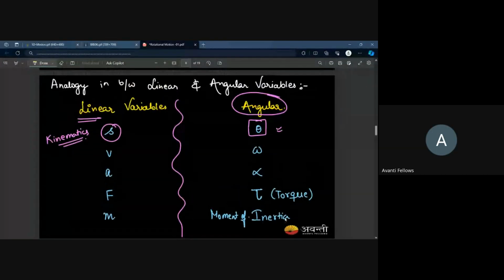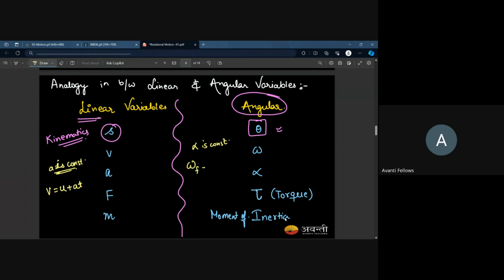Yes, Harshita, please. Ma'am, exactly what is meant by analogies? You could say kind of a replica. For example, you have the equation v equals u plus at, and this holds if a is constant. So if I say alpha is constant, you could say omega final equals omega initial plus alpha t. Do you get that? This is the replica. The replica of final velocity is final angular velocity. The replica of initial velocity is initial angular velocity. At the place of a, you will write alpha, and t would be the same.